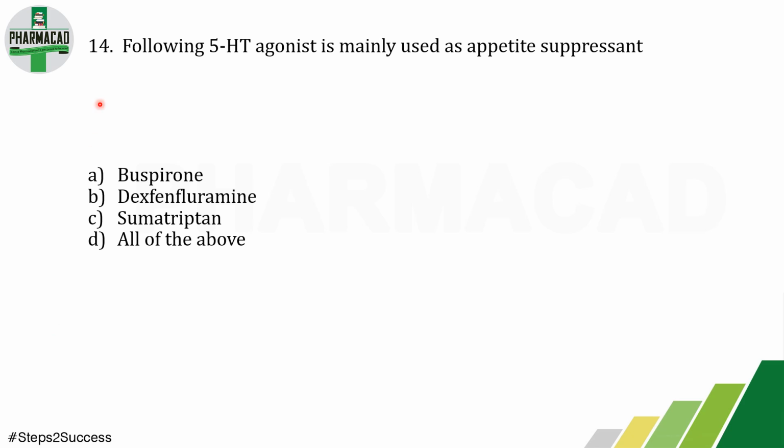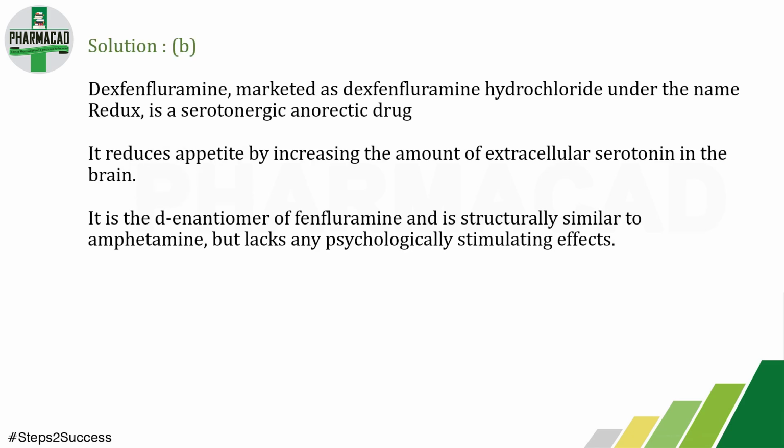Among the following 5-hydroxytryptamine agonists, which is mainly used as an appetite suppressant? The options are buspirone, dexfenfluramine, sumatriptan, or all of the above. Let's look at the solution. The correct option here is dexfenfluramine, which is used as an appetite suppressant.